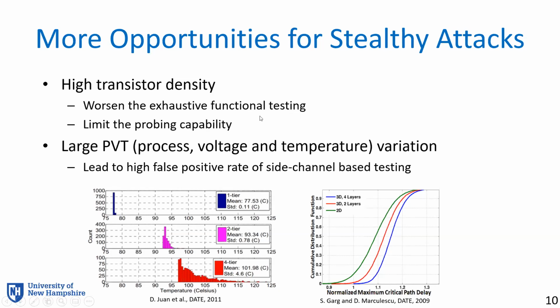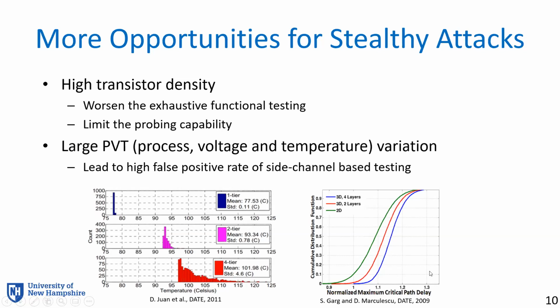So if the attack is crafted carefully at the system level, the limited 3D testing capabilities will limit us from really identifying the very stealthy attacks on the 3D. In addition, the 3D integration will lead to larger process, voltage and temperature variations. This large variation will also lead to a very high false positive rate if we use side channel signals to compare normal behavior versus abnormal behaviors.